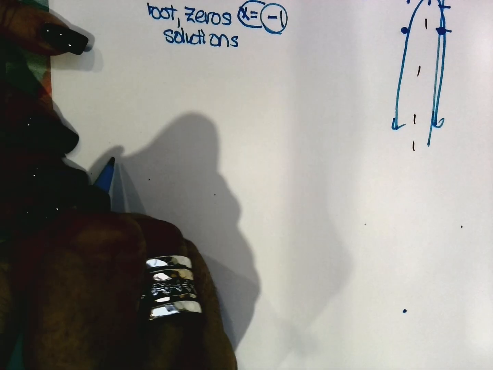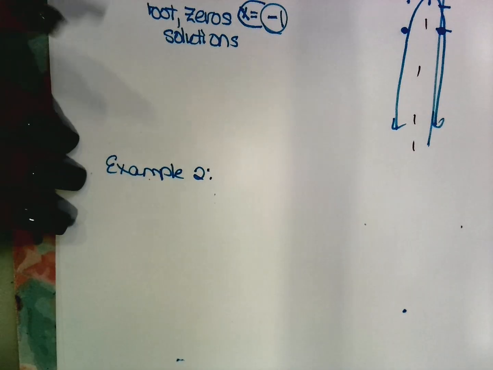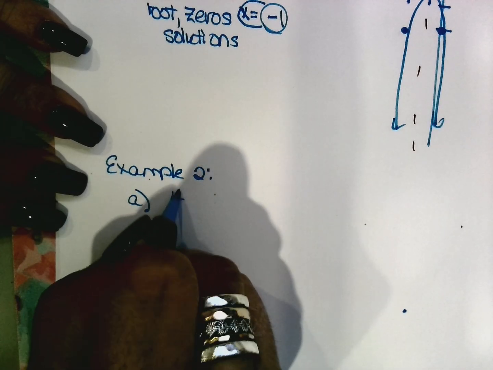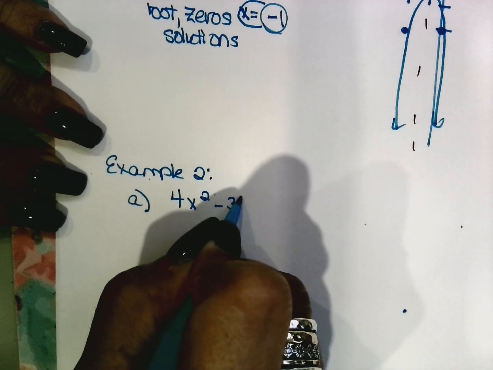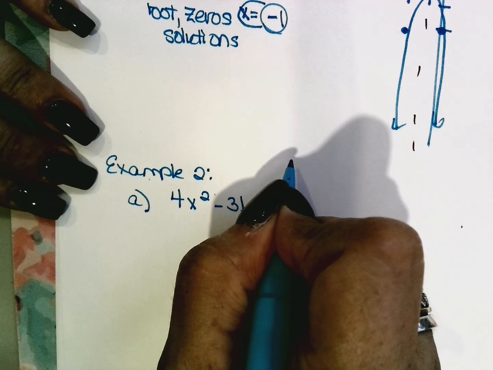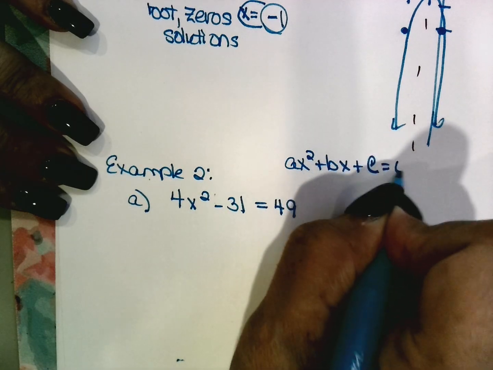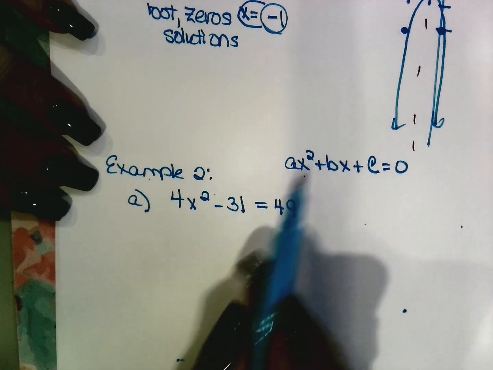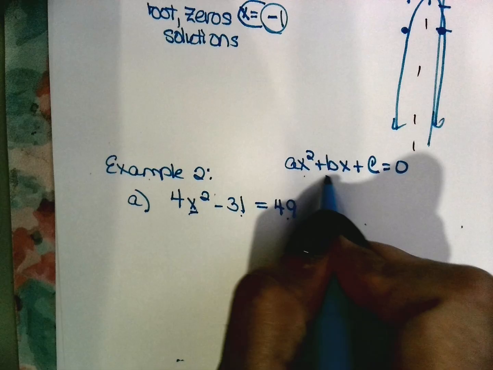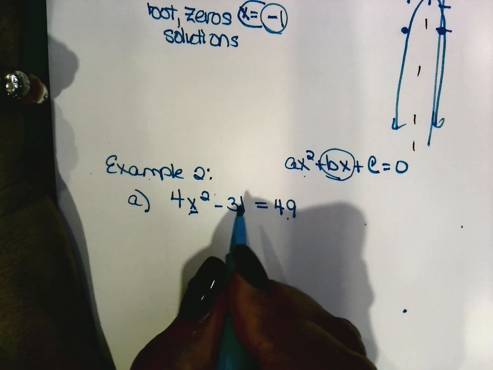So here's example 2. Let's say we have 4x squared minus 31 equals 49. Remember what standard form looks like. Standard form is ax squared plus bx plus c equals 0. If you notice, we have an x squared term right there, and these two are just constants. So we have a missing bx term. And that's the perfect situation in order to use square roots.